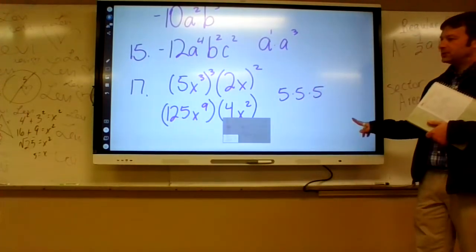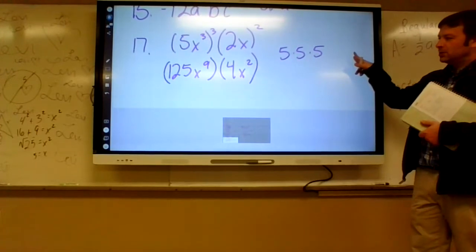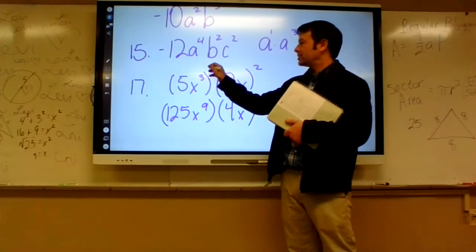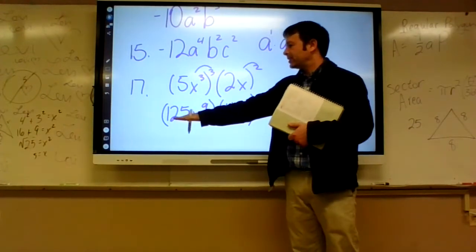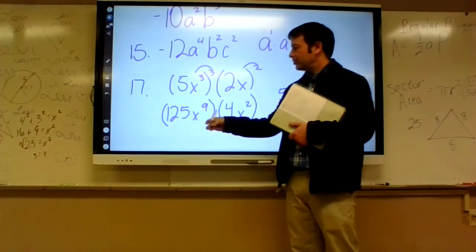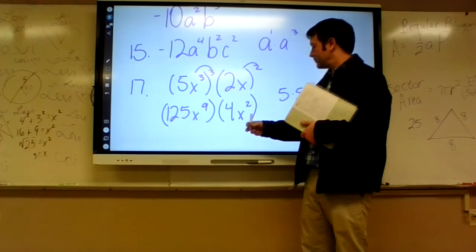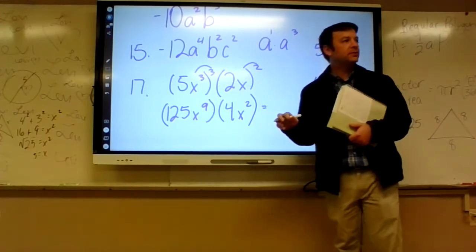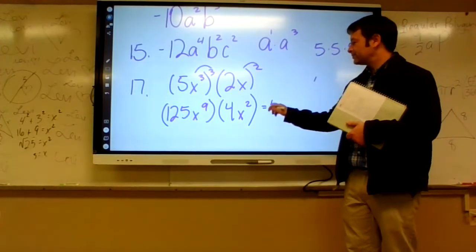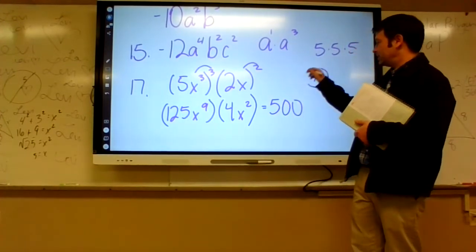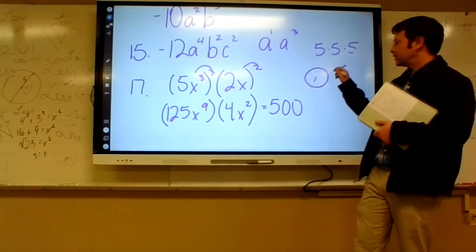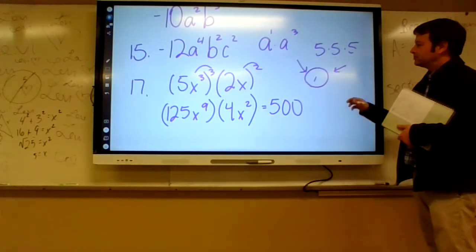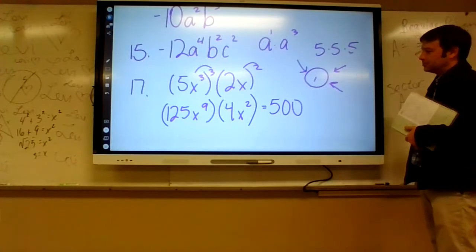Anything else? You gotta connect them because they're both x's. Yeah, so now that we're done doing the exponent stuff, we gotta just multiply the stuff together. Normal multiply. 125 times 4. It's a big number. 500.